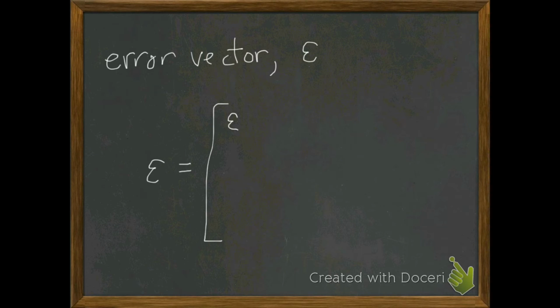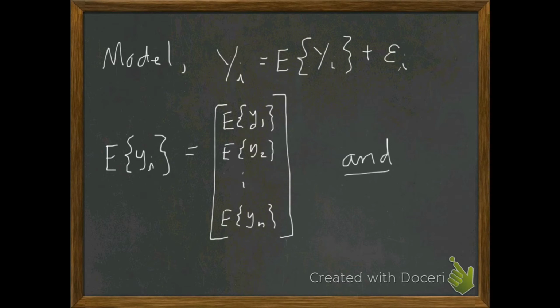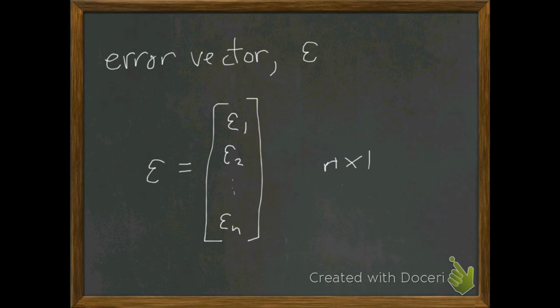And it turns out that the error vector is n by 1. And let me go back. And obviously the expected value vector is n by 1 too. Okay. So this is our error vector.